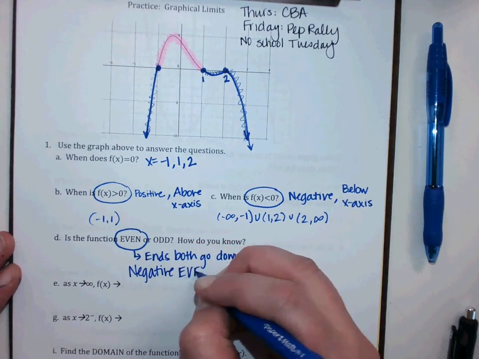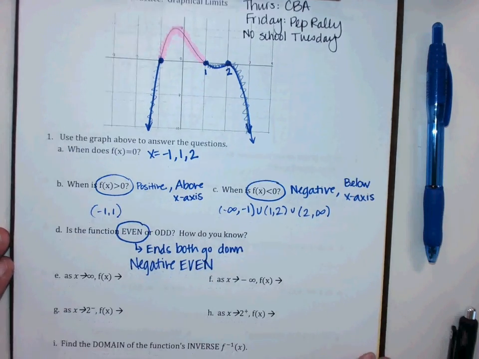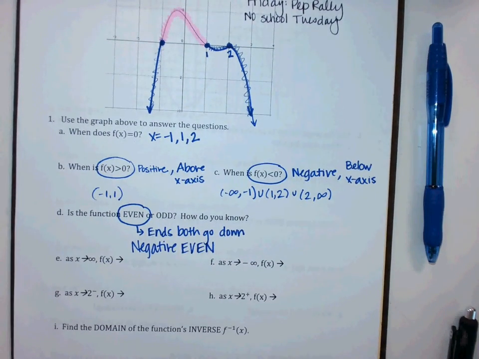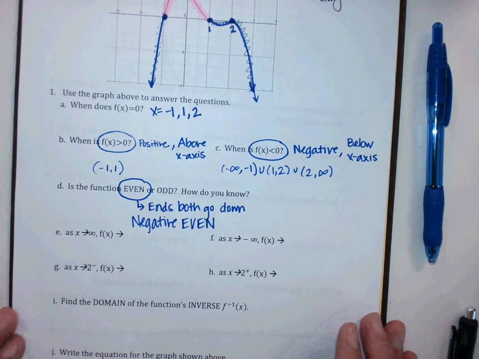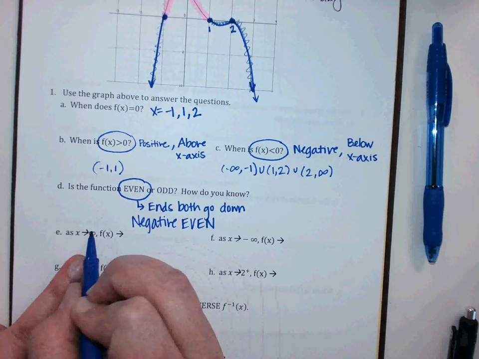So even means that they both go up or they both go down. A positive even, they both go up. A negative even, they both go down. Okay, next one. I want x to be approaching infinity.